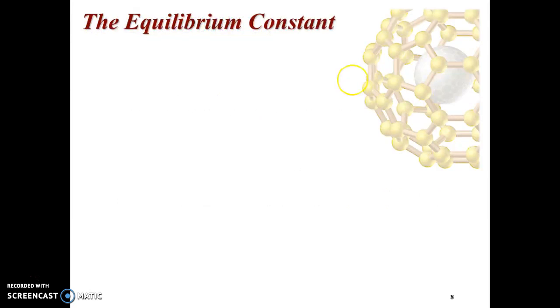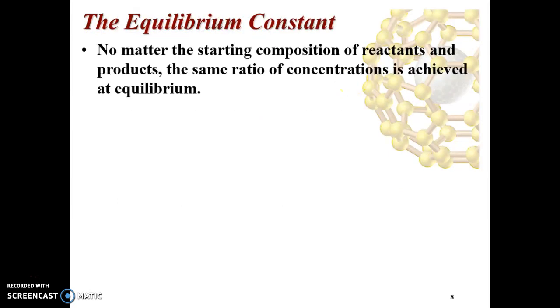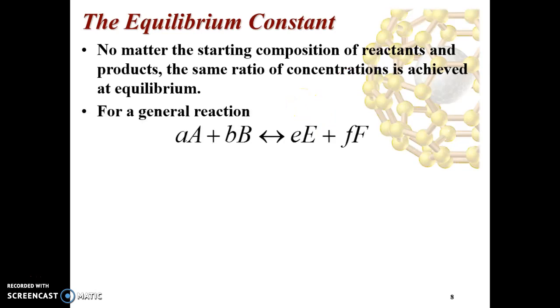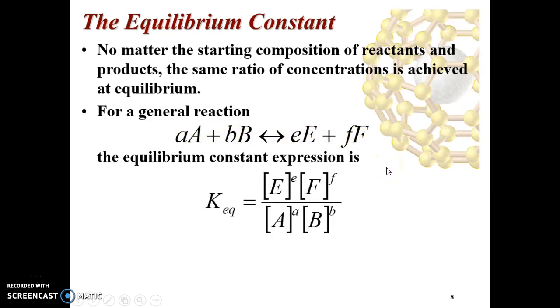So to express this mathematically, we use something called an equilibrium constant. And as it turns out, no matter what the starting composition of reactants and products are, they are going to establish the same ratio of concentrations when equilibrium is established. So for a general reaction like aA plus bB yields eE plus fF, the lowercase letters represent coefficients. The uppercase letters represent the substances themselves. We can create what's referred to as an equilibrium expression. And that is what you see here.